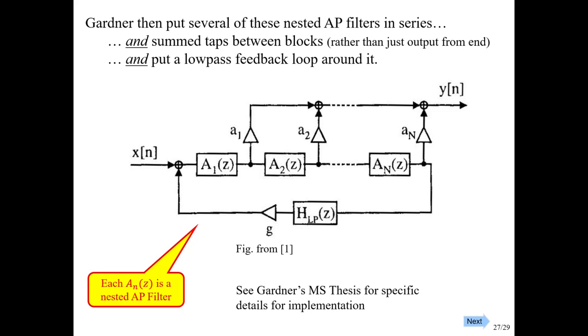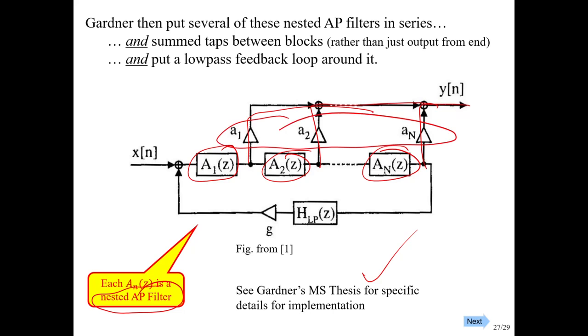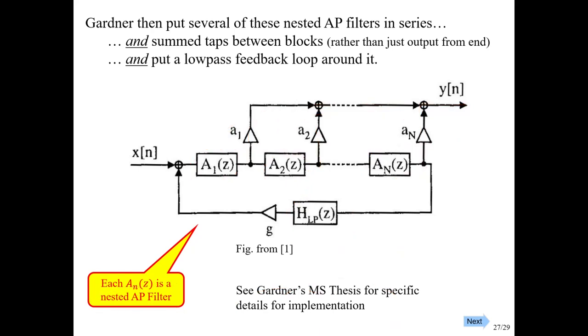So this is right out of Gardner's chapter 3, but it's drawing on stuff from his thesis. Each one of these is one of these nested all-pass filters that we showed on the previous page. And here are all the intermediate taps, and we can set those to any values that we want. And here's the low-pass filter, and there's a lot more detail in his thesis on that. But that's the basic idea. So that's going to create a very good reverb. So we're getting better as we go along.